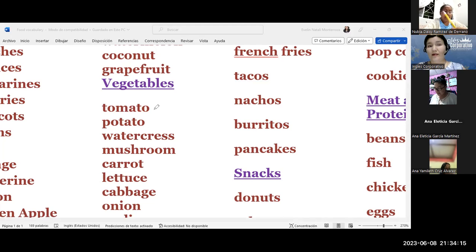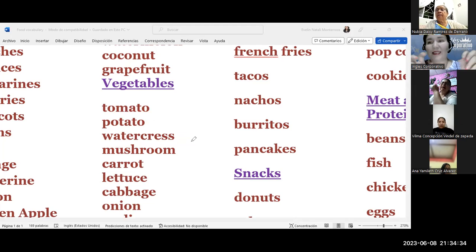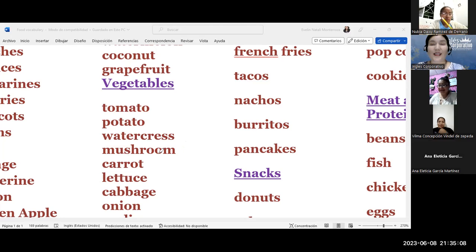We have the tomato, right? Tomato, potato, watercress. What is the meaning of this? You find it in the chicken breads, en los panes con pollo. It's like a green plant. El berro. Exactly. Watercress is berro. It's good with lemon, but in the chicken bread, I don't like it. Es bueno para la anemia, teacher. Yes, excelente. They say that it's very good.